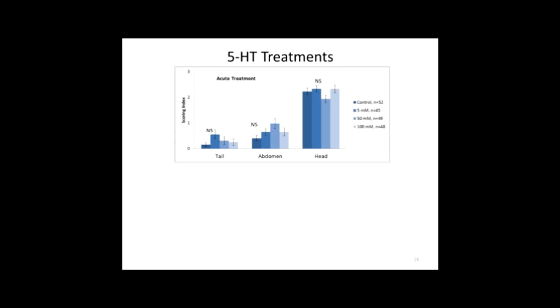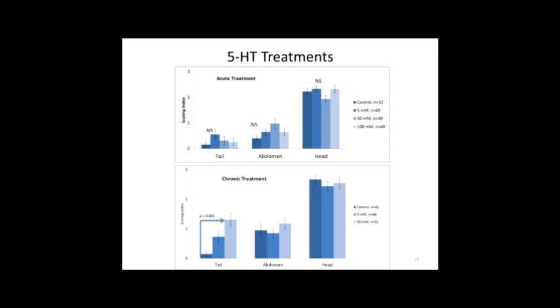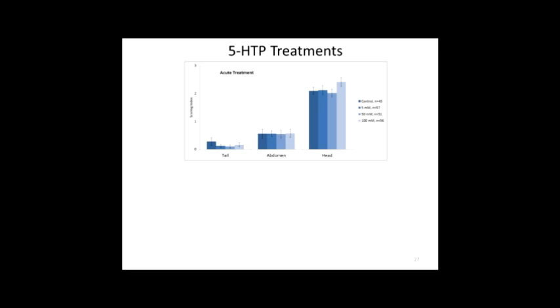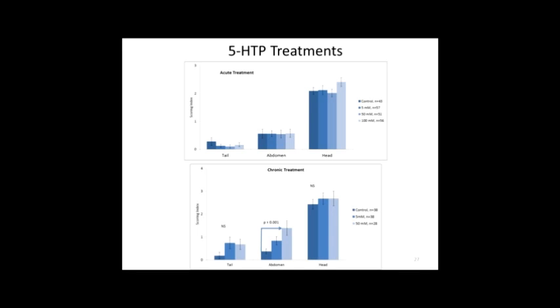From the serotonin treatments, there was no significant difference between any of the treatment groups in the acute treatment. In the chronic treatment, there is an increase in sensitivity between the control group and the mid-range concentration of 50 millimolar in the tail. In the 5-HTP treatment, the precursor to serotonin, there was no significant difference between any of the treatment groups. In the chronic treatment, there was an increase in sensitivity in the abdomen between the control group and the mid-range dose, 50 millimolar.